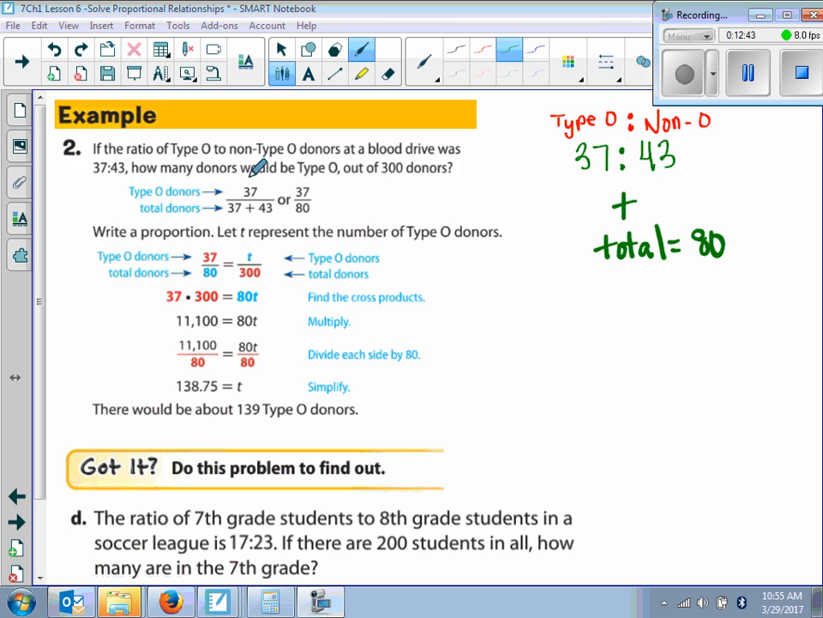Then it says, how many donors would be type O out of 300 total donors? You see? So here, now we want to know how many would be type O. That's my variable, right? Out of 300 total. Does that make sense? Out of 300 total, that's where we get the 300. And then you just cross multiply to get your final answer.